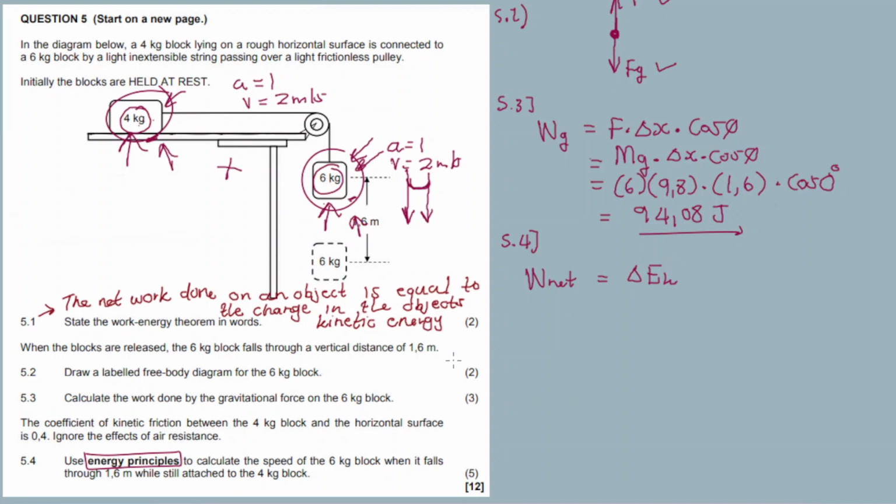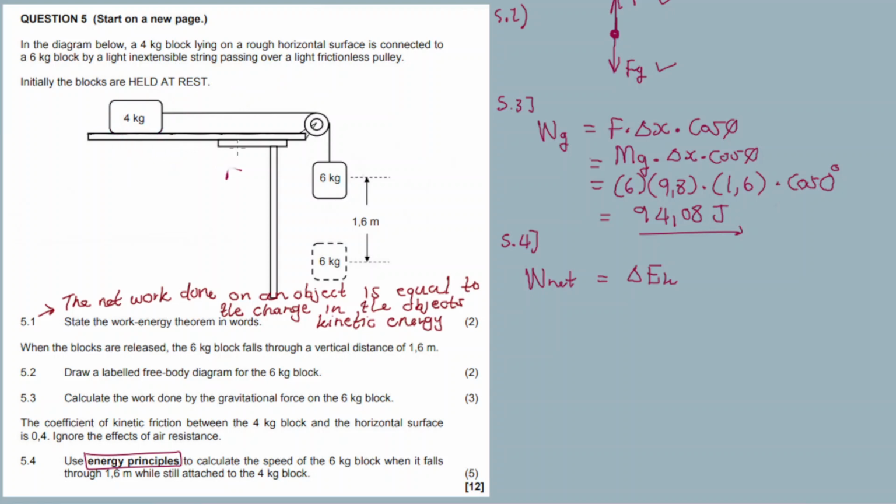Let's start with net work done. Let's consider all the forces in this system. Let me erase here because it's crowded. Okay, now it's clean. Let's start our calculation by calculating net work done. Net work done is the sum of all the work done on every block in the system.